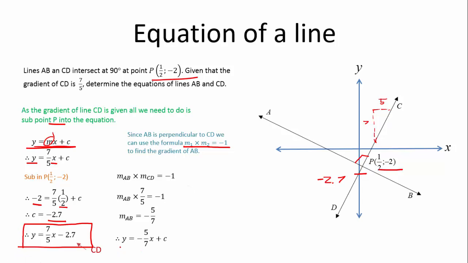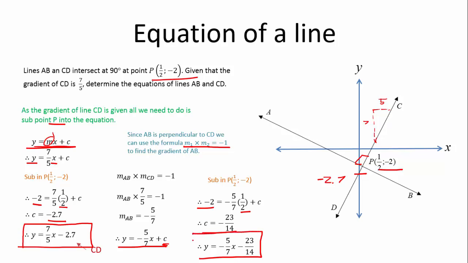So we've got our equation so far that y is equal to negative 5 over 7 x plus c. Again, we need to solve c. What do we do to solve c? We put in our P, a half and negative 2, like we've just done. And then we can solve c is equal to negative 23 over 14. This is just a bit bigger than negative 2, so it's just around there, and you can see it works. And then we have y is equal to negative 5 over 7 x minus 23 over 14. And that is the equation of our second line. You can see that these gradients are perpendicular to each other.